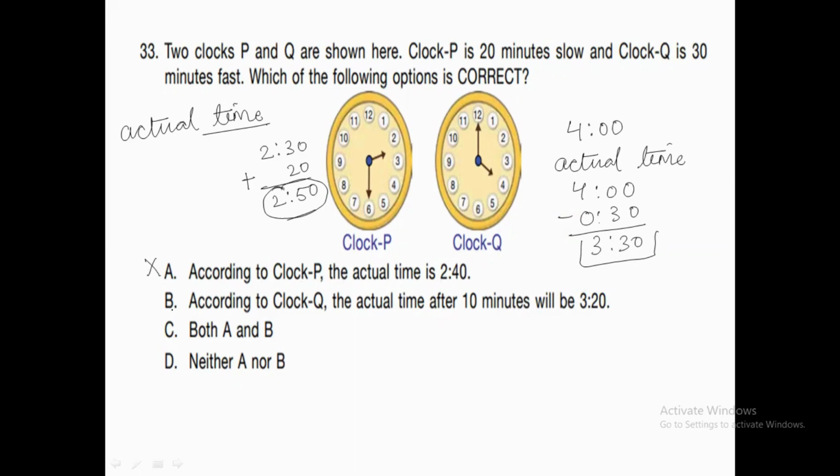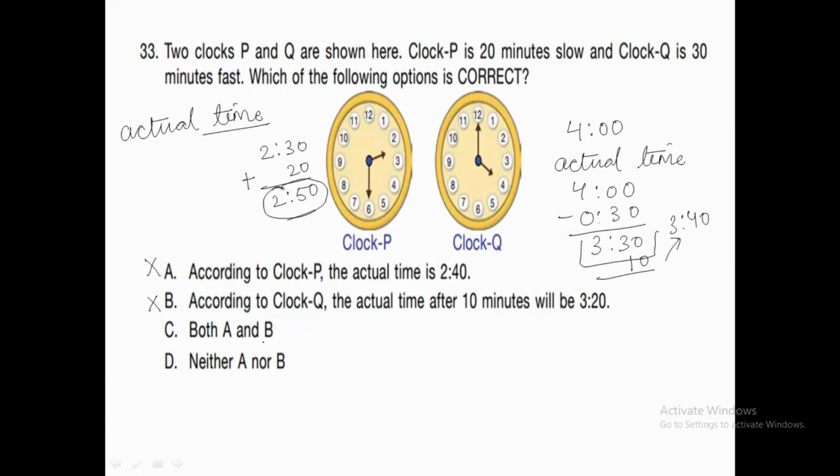Now, option B is according to clock Q, the actual time after 10 minutes will be 3:20. No, after 10 minutes, it will be 3:40, because if we are adding 10 into it, we will get 3:40. And the question is saying that it will be 3:20. No, it is not correct.